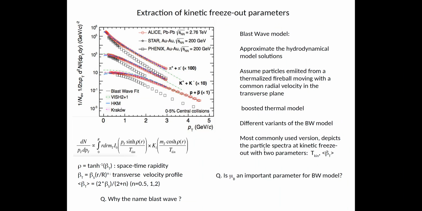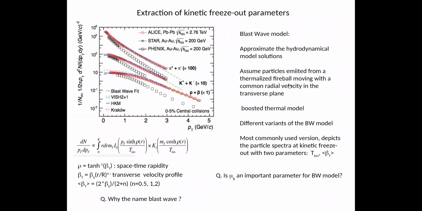In blast wave, what you model is the freeze-out surface. It's the surface of last scattering, or the surface from where particles are being emitted. You model the freeze-out surface, and from there you try to obtain an expression for the pT spectra or mT spectra of the emitted hadrons. Here you assume that the particles are emitted from a thermalized fireball moving with a common radial velocity in the transverse plane. So sometimes blast wave models are also known as the boosted thermal model.